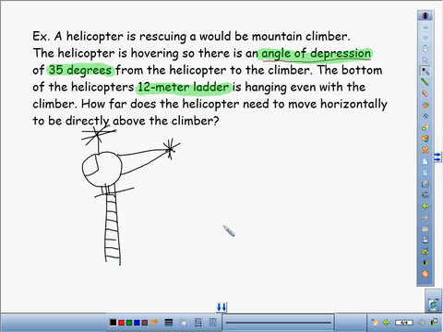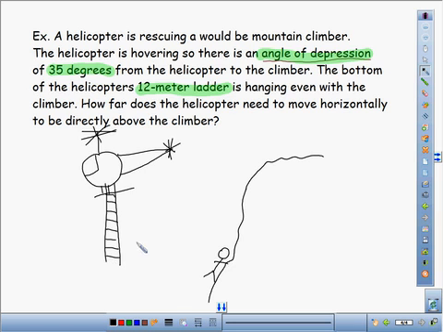And then we have our would-be mountain climber, and they do tell us that the bottom of the ladder is even with the mountain climber. I'm going to say he's fallen down over here somewhere on the side of a mountain, hanging on for dear life. So the bottom of my ladder is even with my mountain climber.